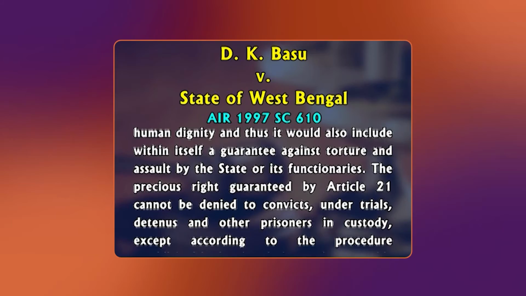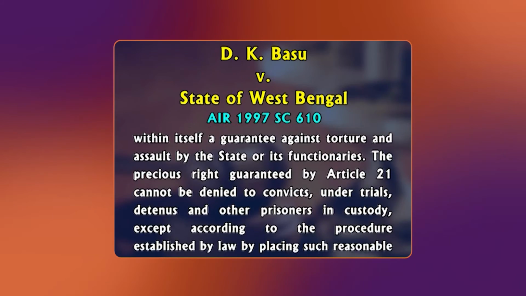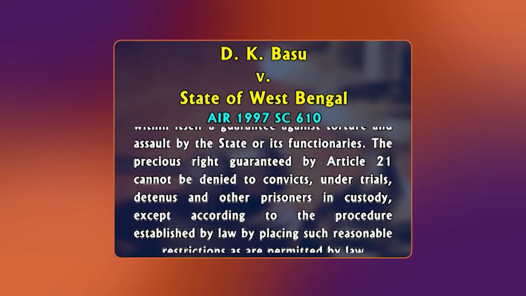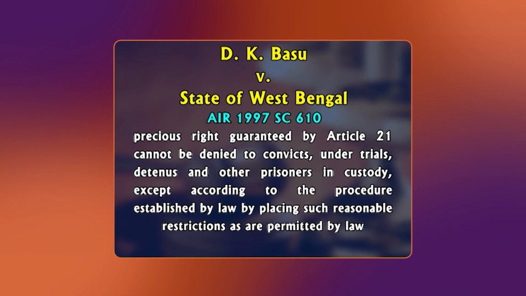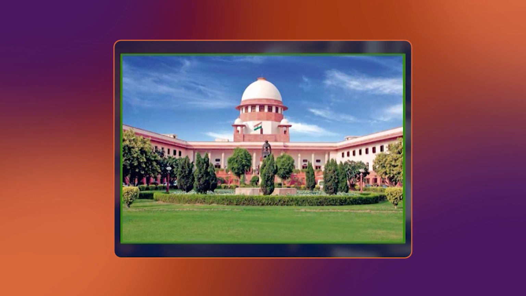The precious right guaranteed by Article 21 cannot be denied to convicts, undertrials, detainees and other prisoners in custody except according to the procedure established by law by placing such reasonable restrictions as are permitted by law. The court gave very significant directions which are mandatory for all concerned to follow.